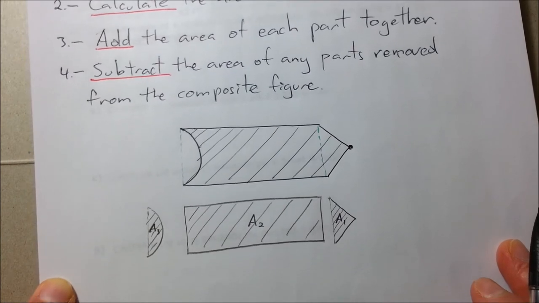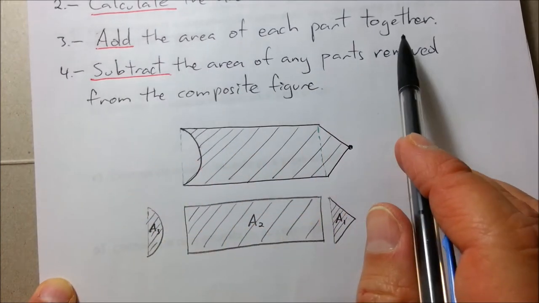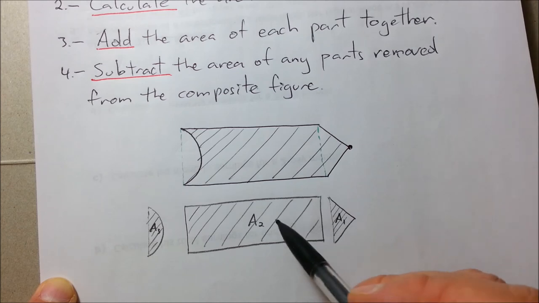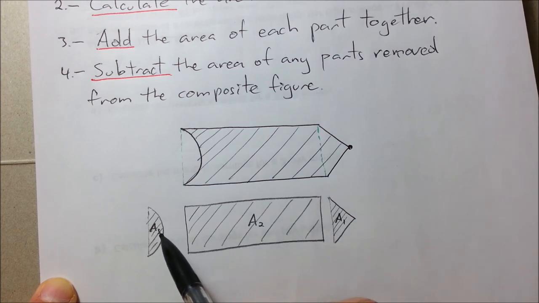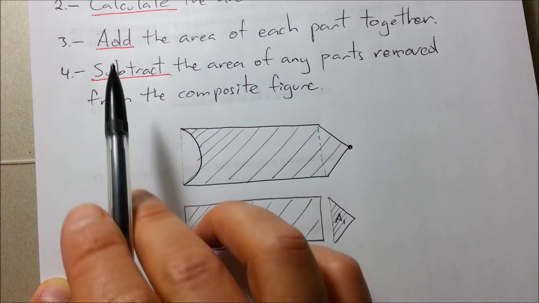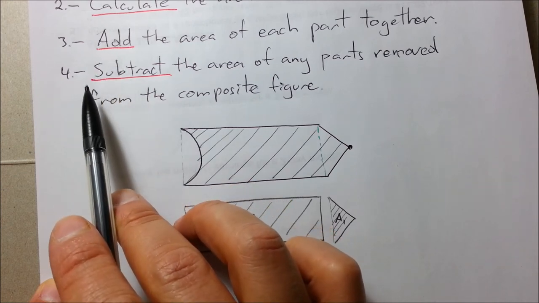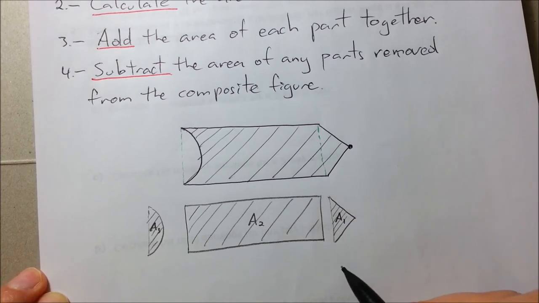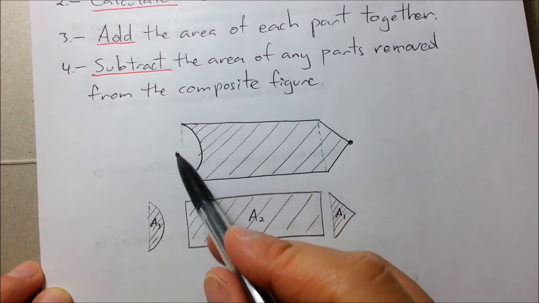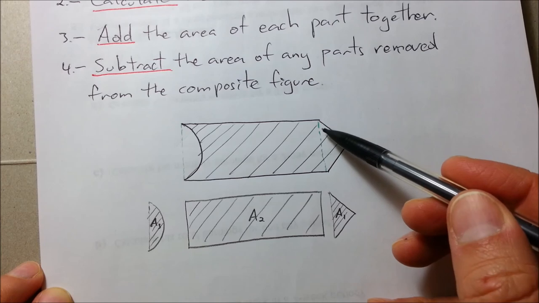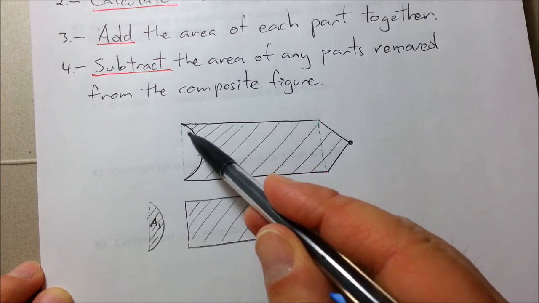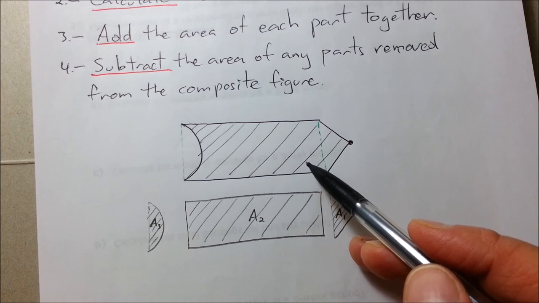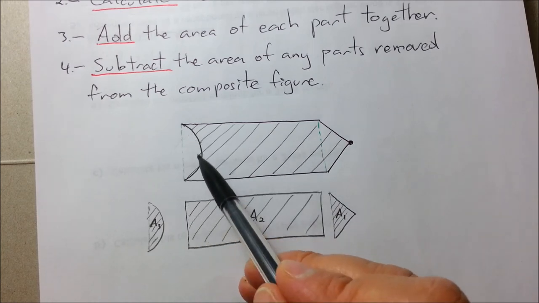And of course, the next step, it says add the area of each part together. Now, we can add the area of this plus this plus that. However, it also says, let's read step 4, subtract the area of any parts removed from the composite figure. So in other words, how would we find out the total area of this thing? Well, we need to add the area of the triangle here and the area of the rectangle, but we would need to subtract the area of the semicircle.